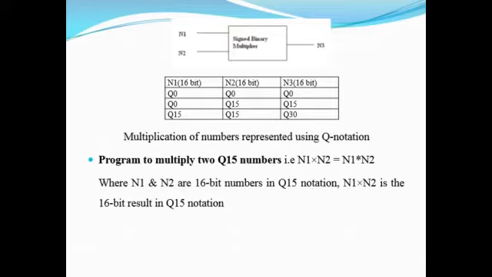Normally when we go with 4 cross 4 multiplication, if the inputs are 4-bit wide, the output will be 8-bit wide. If the inputs are 8-bit wide, the output will be 16-bit wide. Similar to that concept, here we are going to represent the number in that form. So we look into a program which can multiply these two Q15 numbers, n1 and n2. If I consider these two 16-bit numbers in Q15 notation, again the 16-bit result will be in Q15 notation.